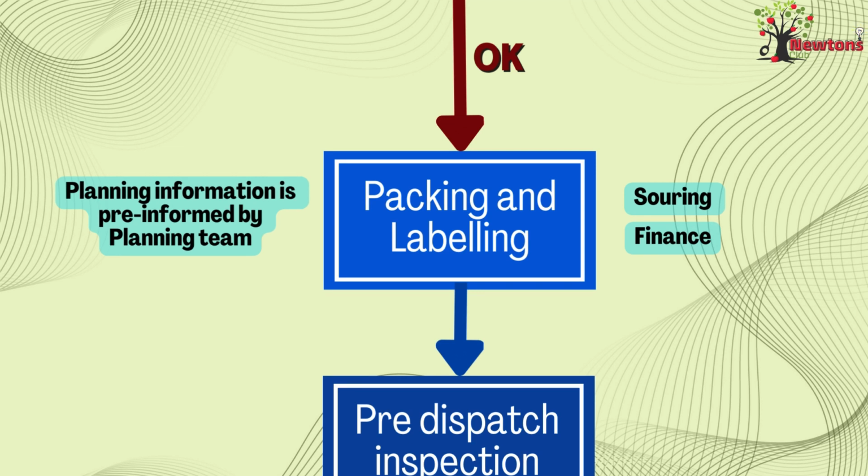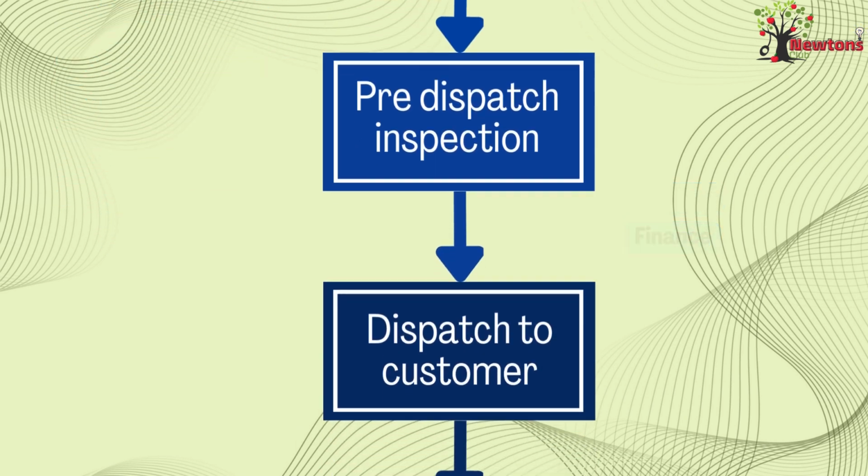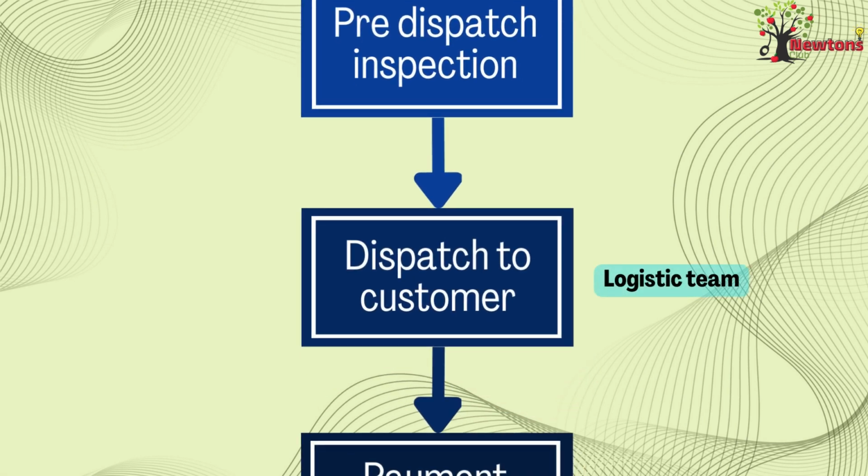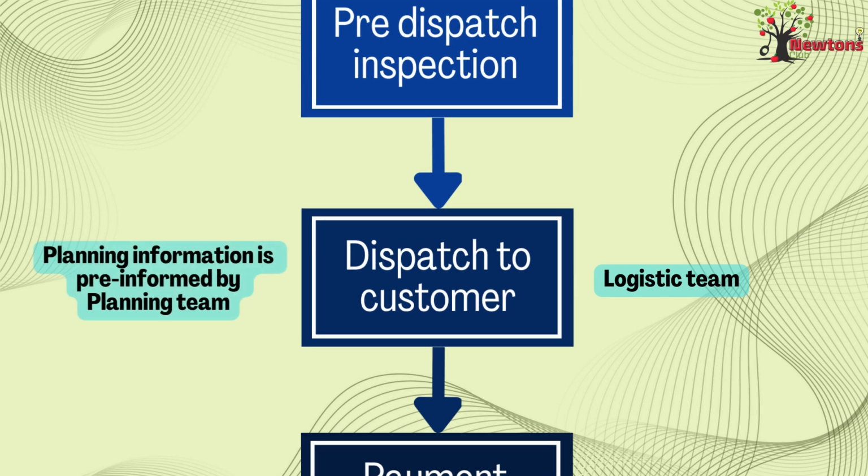Now, once everything is arranged, packing and labeling will be done. Then there will be a pre-dispatch inspection, and once everything is reconfirmed, the material will be dispatched to the customer by the logistics team. Similarly, like the packing section, the logistics team will also receive the complete planning information so that they can arrange the transport in advance and the customer receives the product on time.